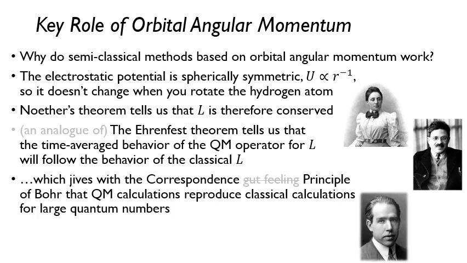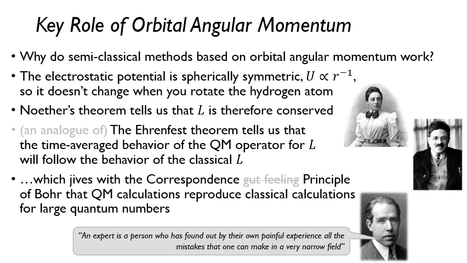And this all jives with the correspondence principle that Niels Bohr came up with, that quantum mechanical calculations reproduce classical calculations for large quantum numbers. Because in this case, the energy is just proportional to 1 over the principal quantum number squared, when it gets large, nothing really changes. So when that number is large, it should follow the classical laws. And when you scale n down, the equation doesn't change. So therefore, the correspondence principle would also tell us that these semi-classical approaches should work. So that's neat that it works out.